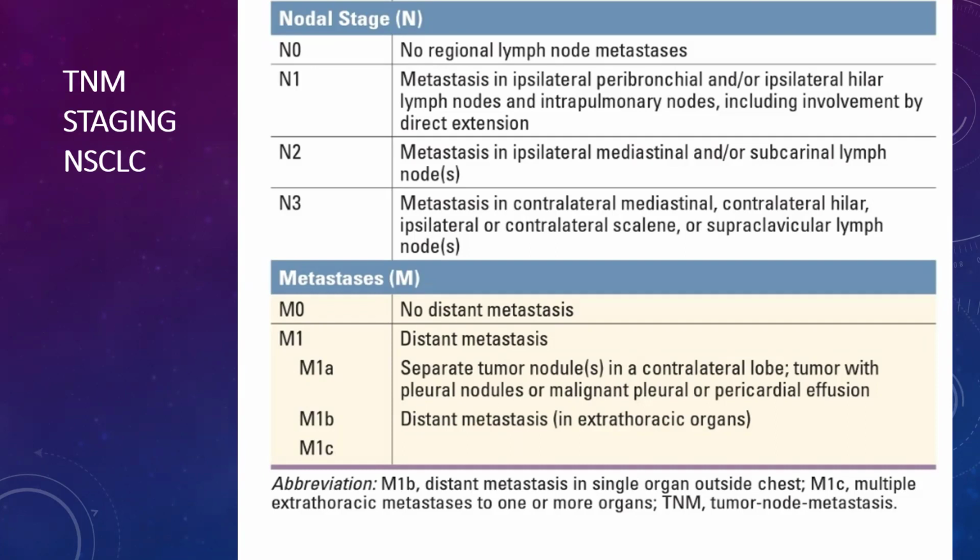M1B is if you have a single distant metastasis. If you have just one metastasis in any extrathoracic organ, your brain, your liver, your adrenal, your bones, any organ, but just one metastasis, that's M1B. But if you have multiple metastases, regardless of the extrathoracic organ involved, as long as it's more than one, that will fall under M1C.